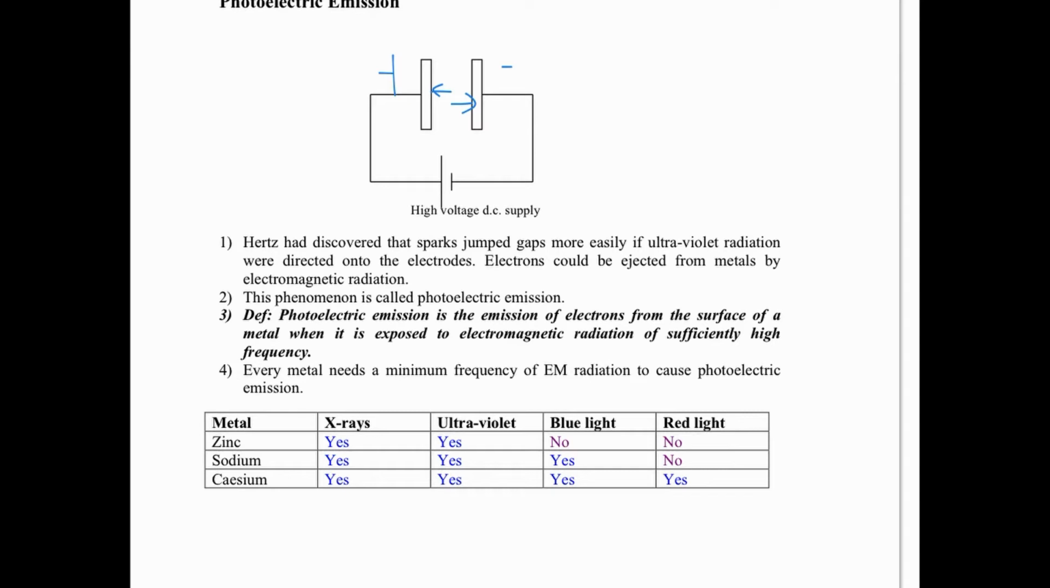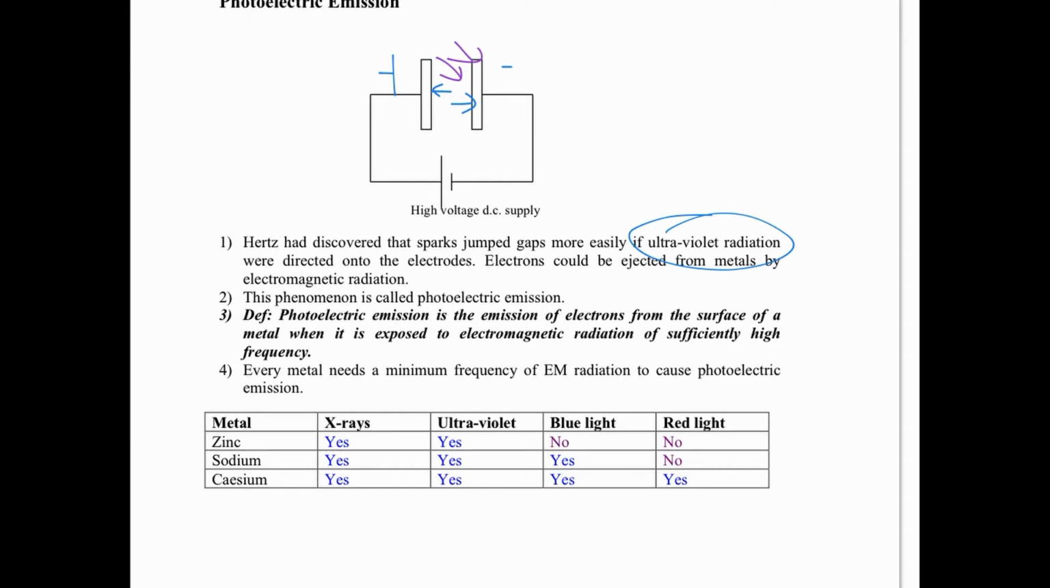But what he also realized is that if you shine ultraviolet radiation onto these plates, the spark started to jump at a way lower voltage, which means the ultraviolet was actually causing electrons to escape from the surface. Of course, we have to shine on the left hand side, so I'll draw it for you. You shine on the negative side, so you will get the electrons coming out from the negative plate and then moving on to the positive plate, so then you will see the sparks.